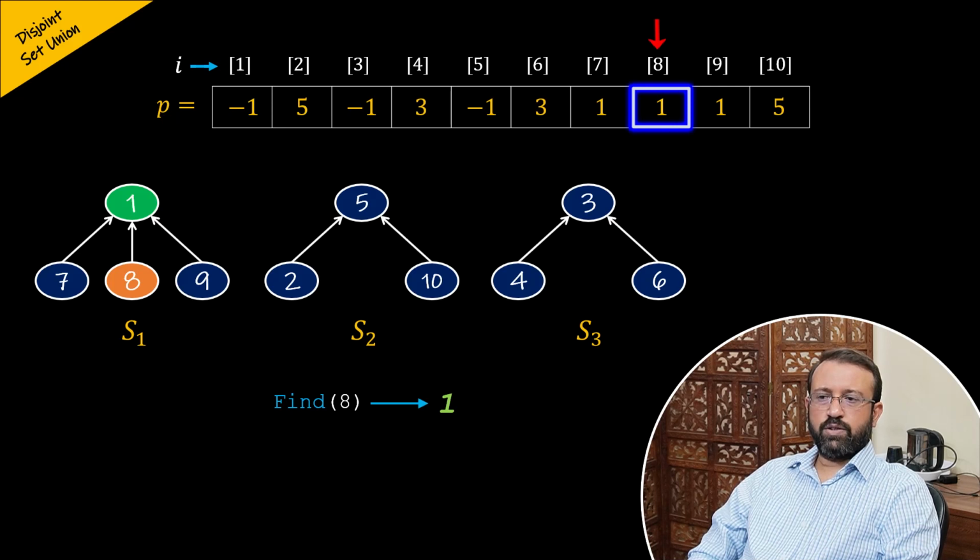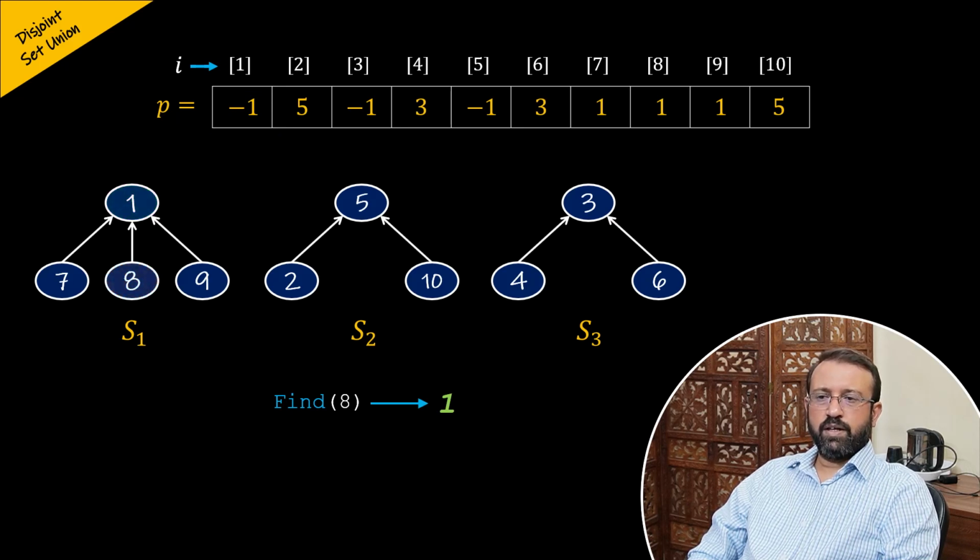We have the value stored at index 8 as 1. So node 1 is the parent of node 8. Then we will look at index 1. The value stored at index 1 is -1. So we stop because -1 indicates that it's the root and return the index which stores -1, which in this case is 1. That means the element 8 belongs to a disjoint set with node 1 as the root.